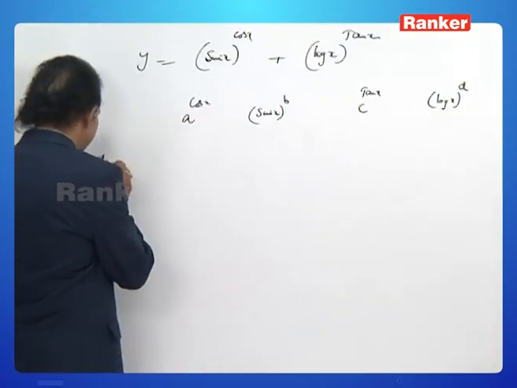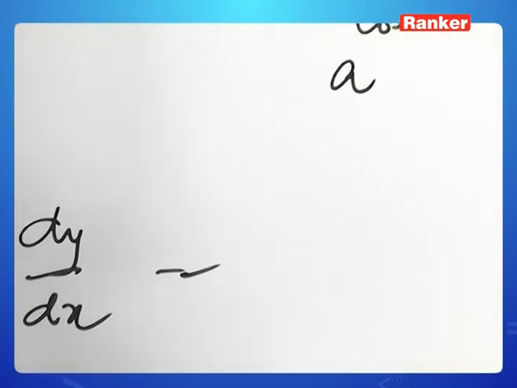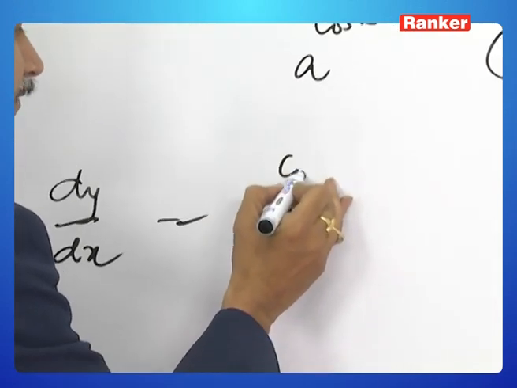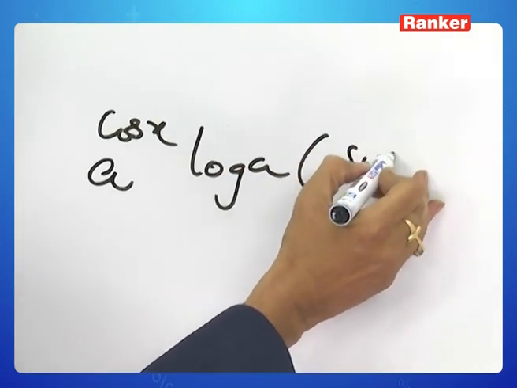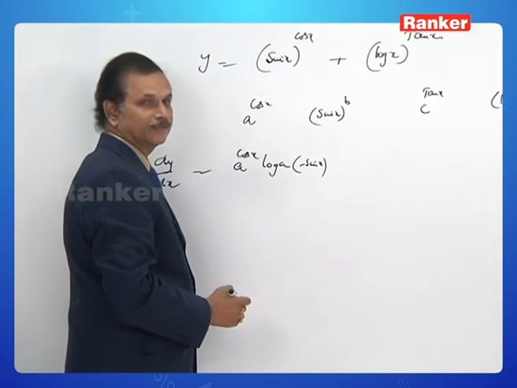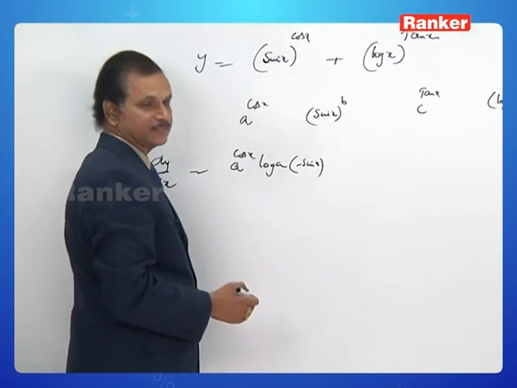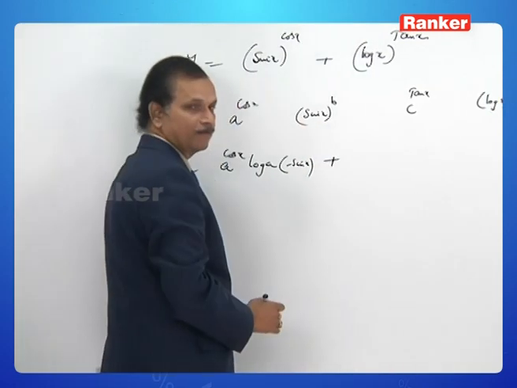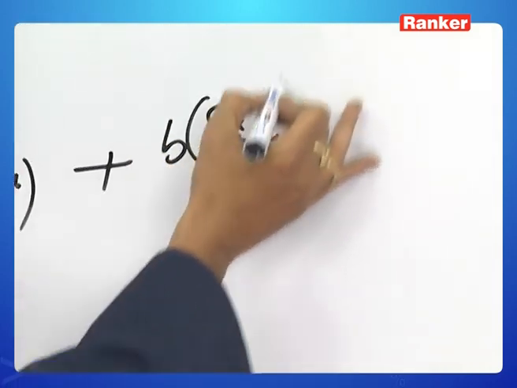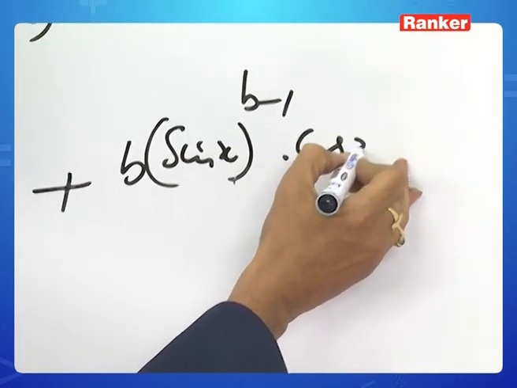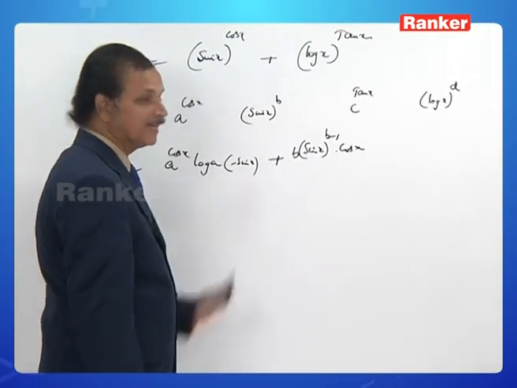What is its derivative? A power cos x. A power cos x into log a into minus sin x. Am I right? For a power cos x, it is a power cos x into log a. For cos x, it is minus sin x. Plus sin x whole power b: b into sin x whole to the power of b minus 1 into cos x. First part is over.